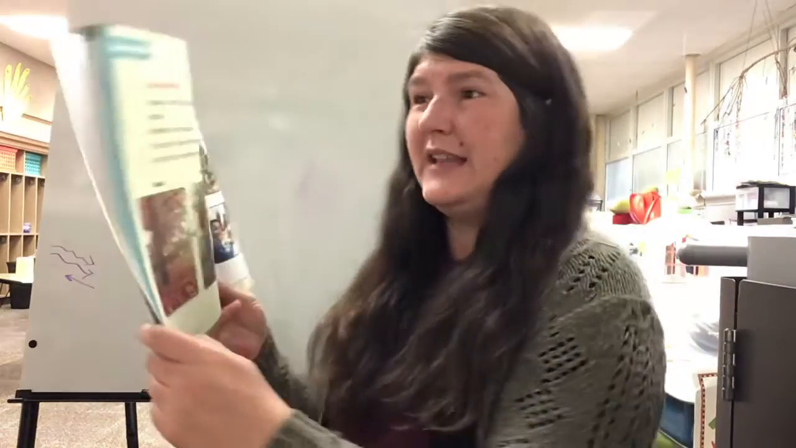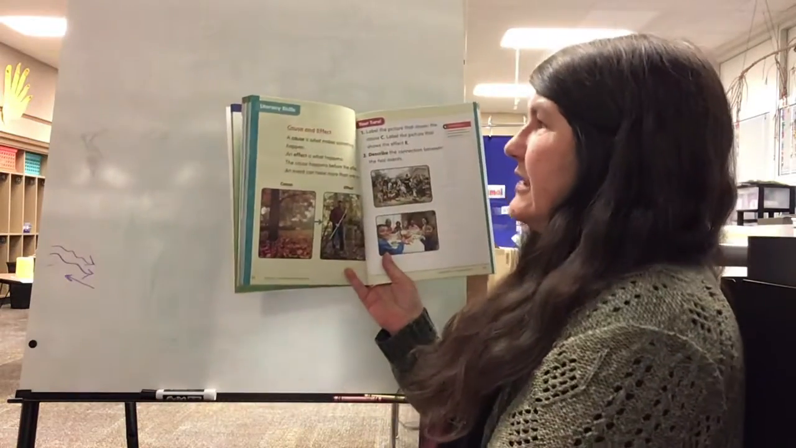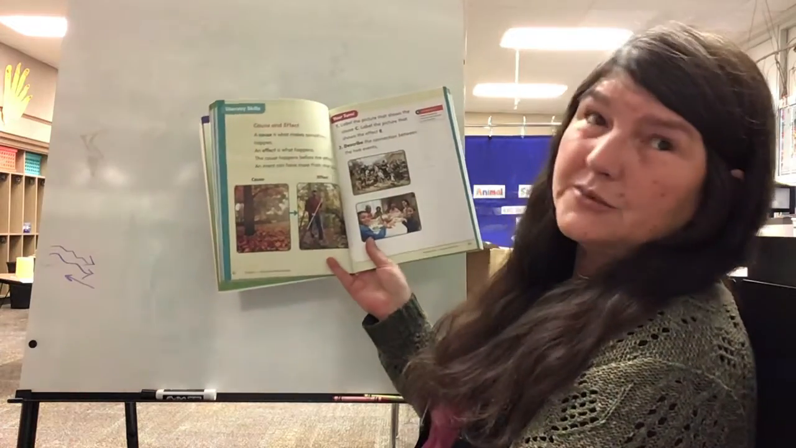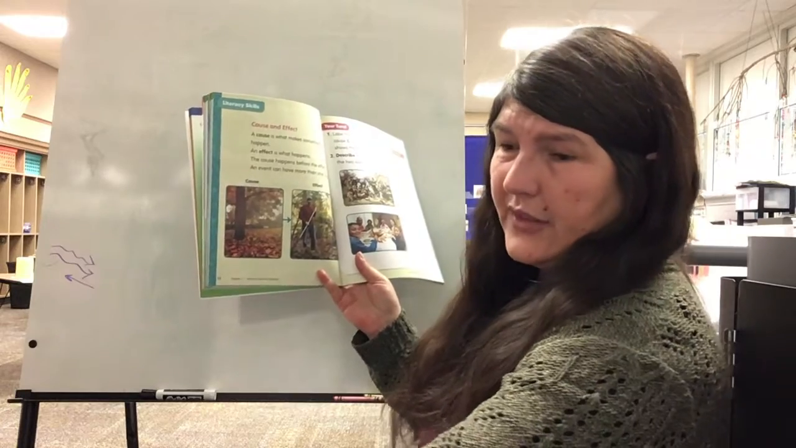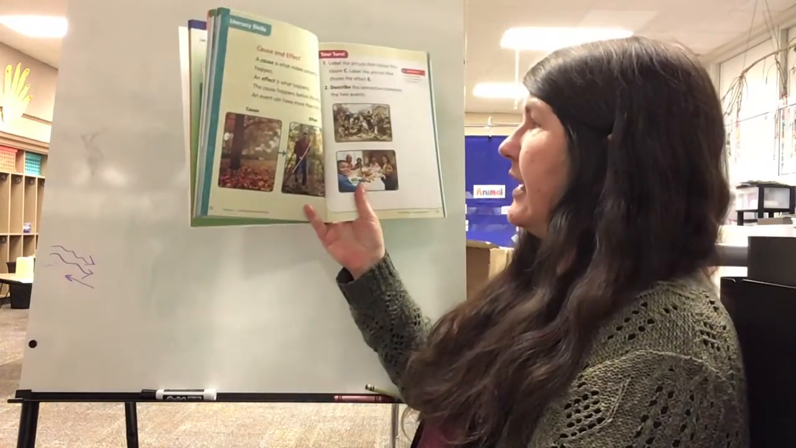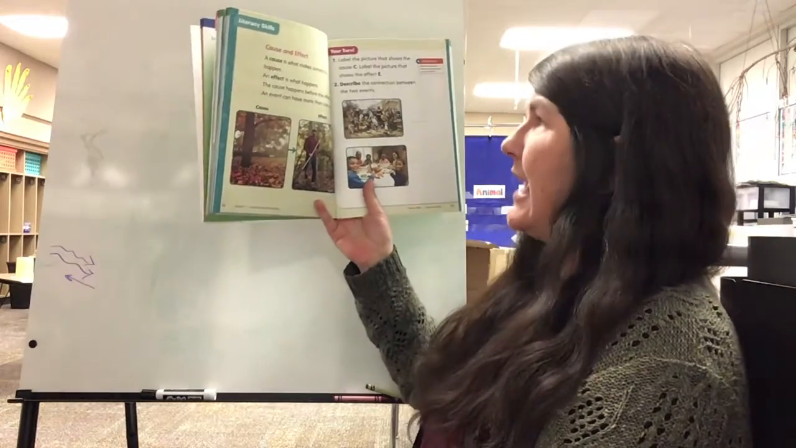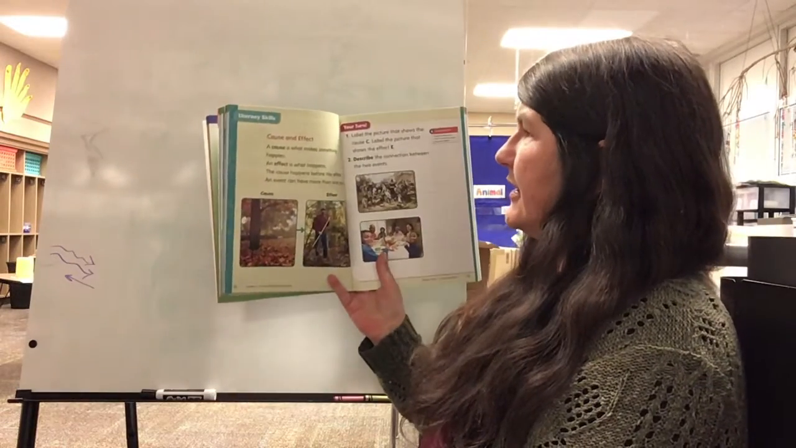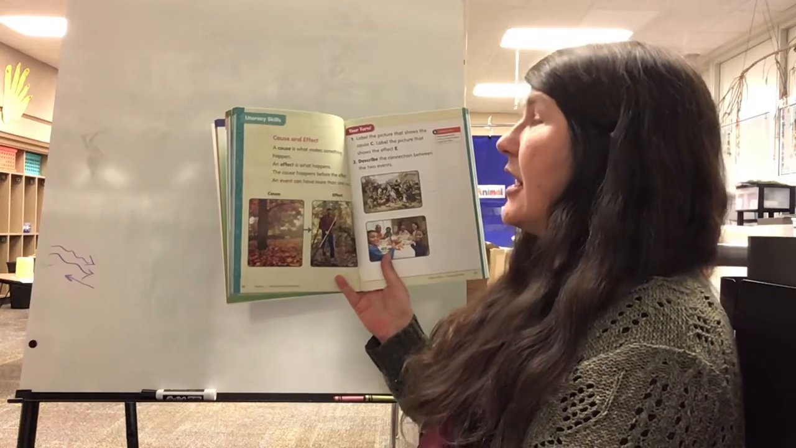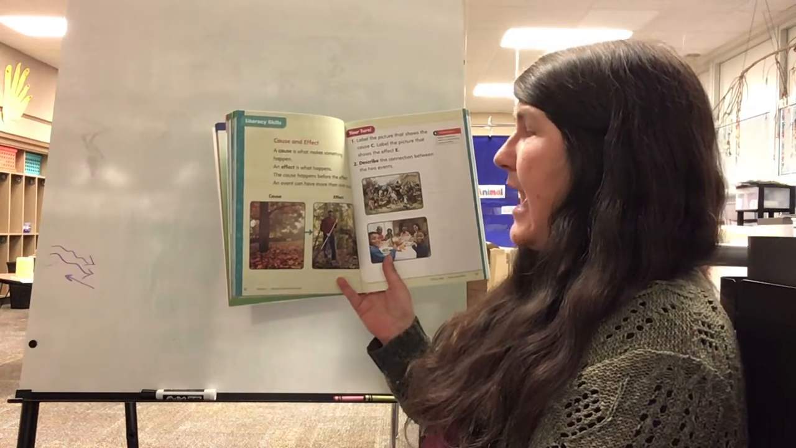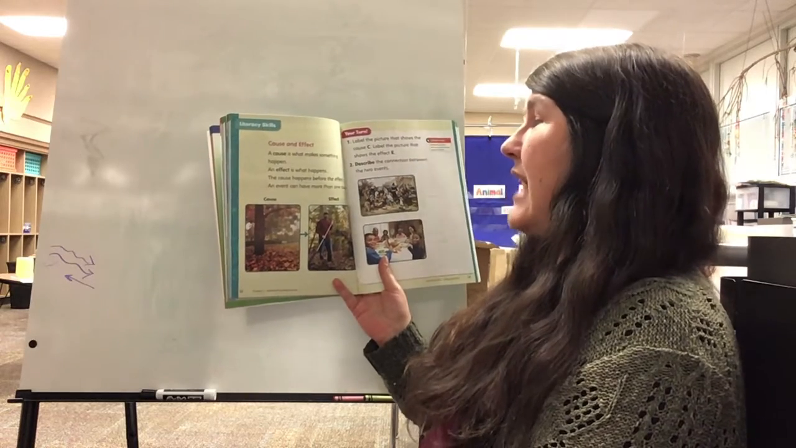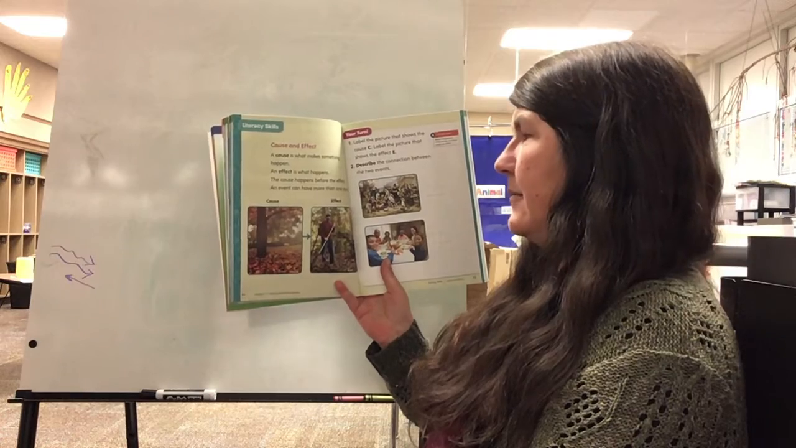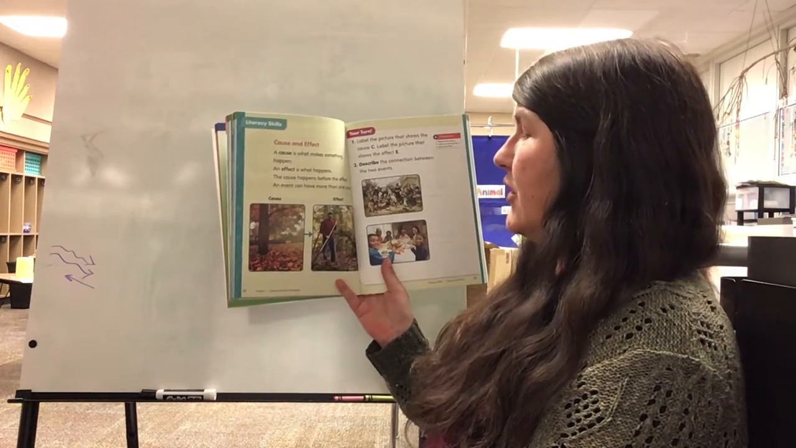So inside of your social studies book, on page 52, there are some literacy skills. Literacy means reading. When you're reading, often you're learning about things and you're looking at things, and sometimes you'll read and you'll find out something caused something else to happen. And it says here, cause and effect. A cause is what makes something happen. An effect is what happens. The cause happens before the effect. An event can have more than one cause.